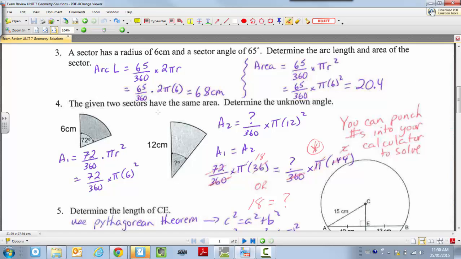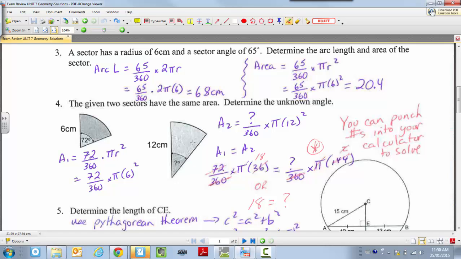Question 4 then is basically the same. Given the two sectors have the same area, determine the unknown angle. So I can figure out the area of this one over here. Now, if I have a calculator, I can punch this in, of course, and get an answer. I didn't, so I just sort of treated it as a fraction. Again, 72 360ths of the total area. Knowing the radius, this will calculate to a value for the area of that sector.